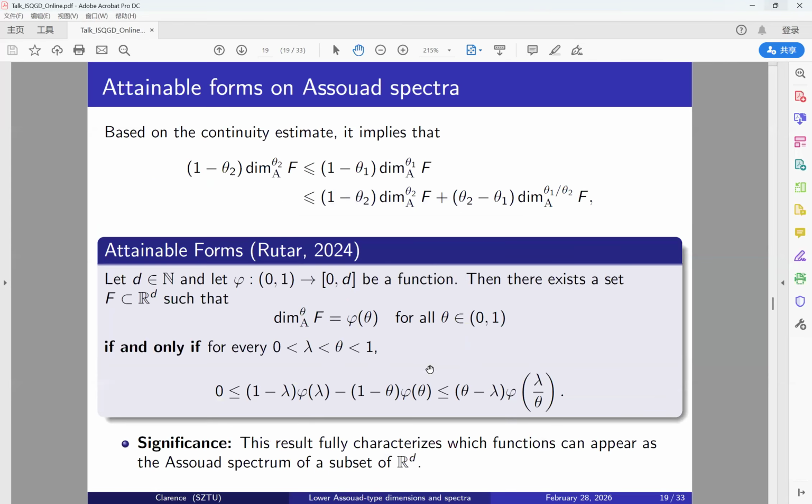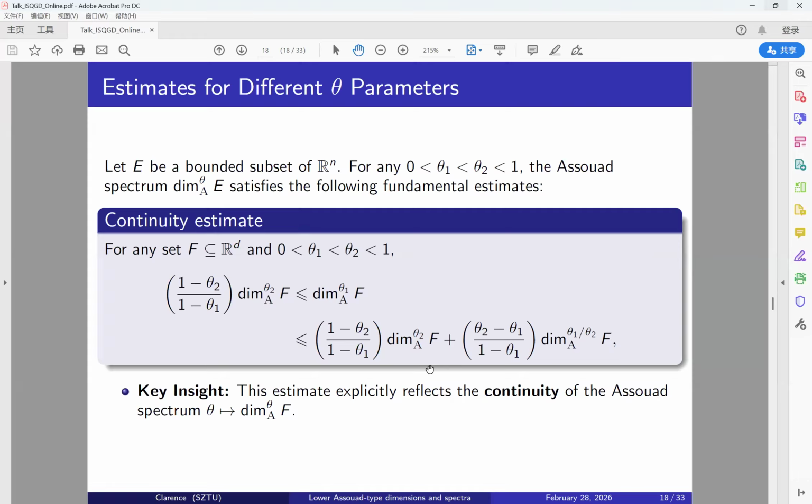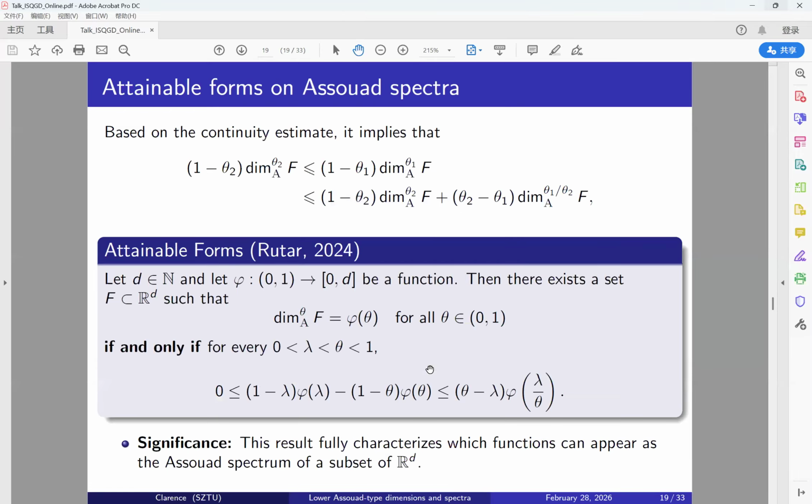Based on the continuity estimates, we can interpret it like this. For any set, the Assouad spectrum satisfies this. And the natural question is to ask: is it possible for all functions satisfying these properties to be the Assouad spectrum of some set? Is it possible to have a set such that the Assouad spectrum of the set is that function? This is known as the attainable forms, or the classification of the Assouad spectrum.